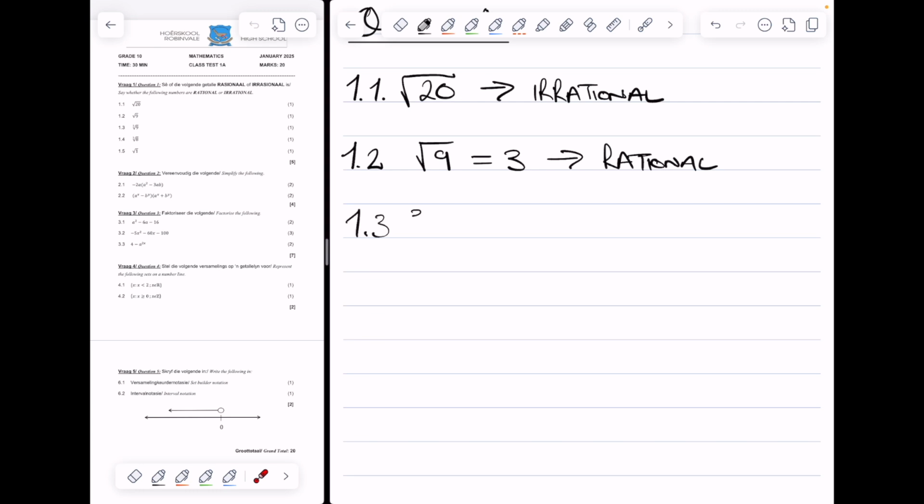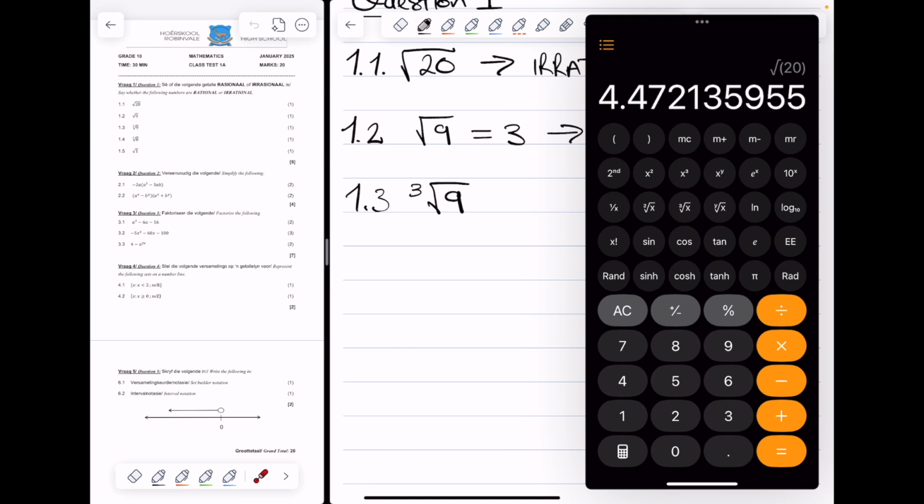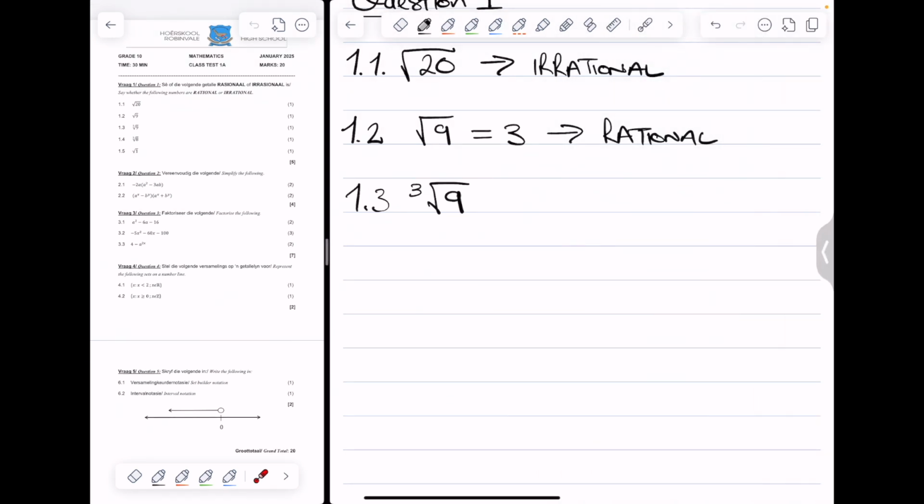1.3, the cube root of 9. So the answer, of course, will be another non-recurring, non-terminating decimal. So if we look at the cube root of 9, I can see that that is a decimal number that has no pattern and it will never end. Non-terminating, so that would be irrational. I don't need to write down the decimal. That is just to show you that it is irrational.